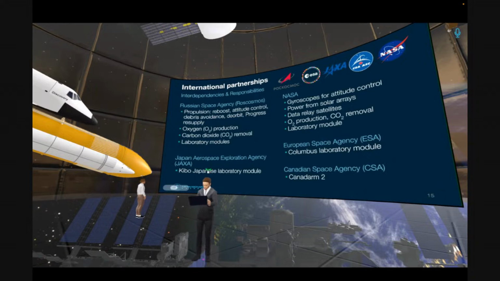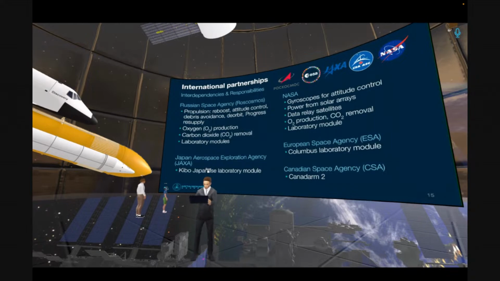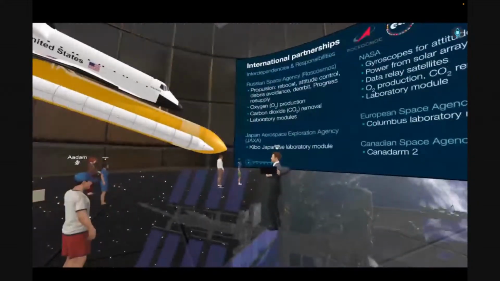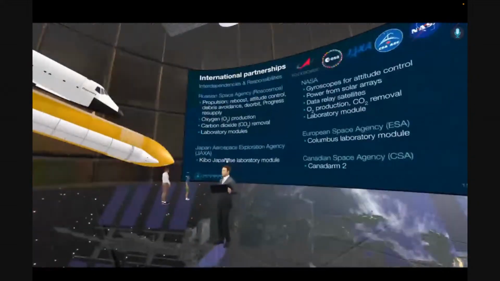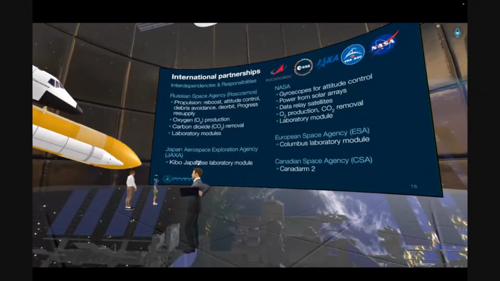Japan contributed a laboratory module called Kibo. Does anyone here speak Japanese and can explain what Kibo means? Anyone from Japan here? One of our tutors, Elizabeth Tasker, I wish she was here, she'd be able to contribute, but she's not. So Kibo means hope in Japanese.